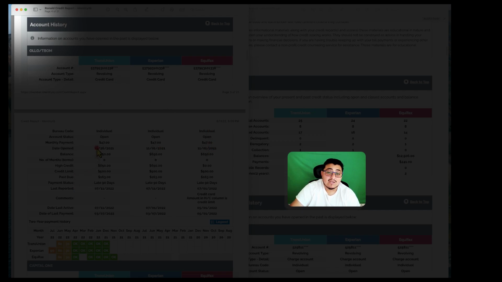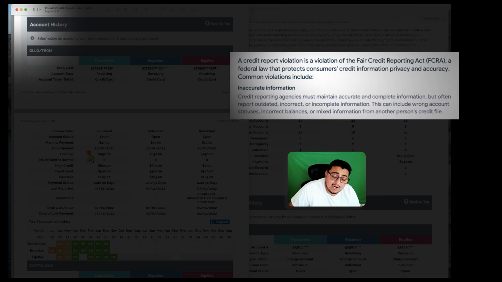Either TransUnion is the only one reporting it correctly and Experian and Equifax are reporting it incorrectly, or Experian and Equifax are reporting it the correct way and TransUnion is reporting it the wrong way, or maybe all three of them are reporting it incorrectly. You need to ask these questions, and this is how you can dispute this account, because this is a violation in itself. They're not reporting accurate information according to the Fair Credit Reporting Act.